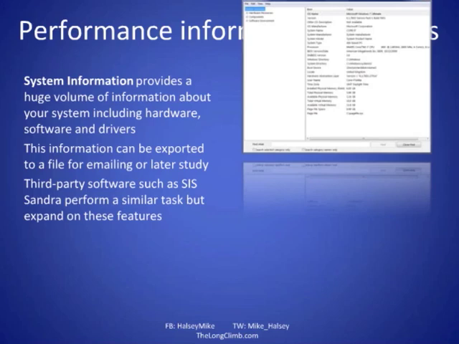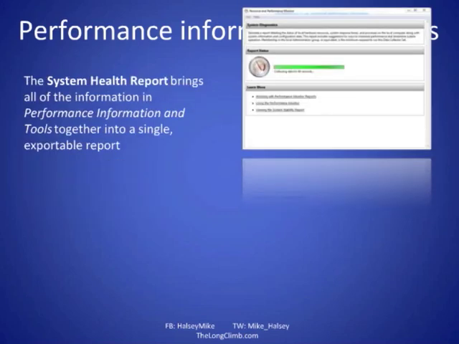Then there is System Information. Now, System Information doesn't give you information about what's really happening at the time, but it does give you a tremendous amount of really detailed information about your computer generally. This includes all your hardware and all the drivers, but it also includes any installed software that you've got, where things are located, and there's an awful lot of useful information here that you can wade through if you're looking in detail for a problem. But the System Health Report brings this all together into a handy view for you.